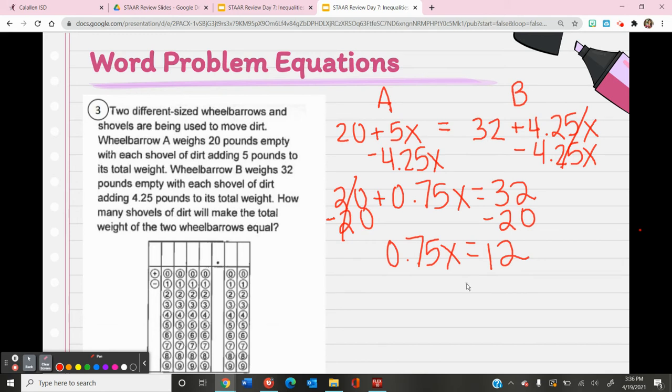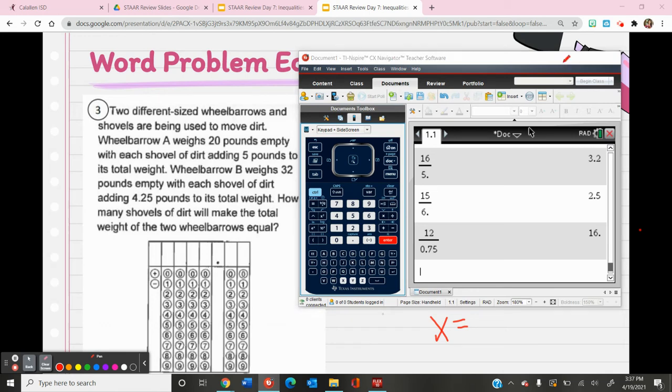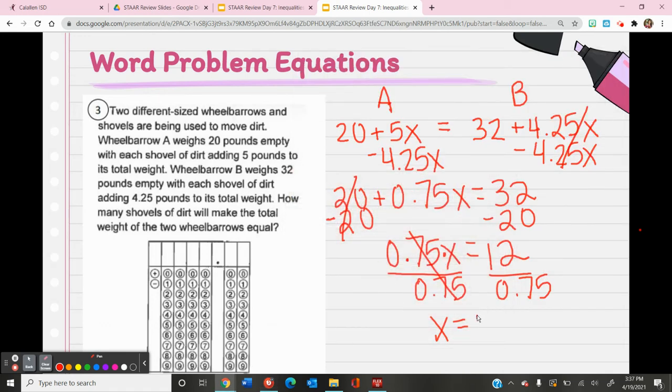Now my last step is to see what number is being multiplied or divided to my variable. Right now it's being multiplied by 0.75. Therefore, I want to divide by 0.75 on both sides. This cancels out. I'm left with x equals 12 divided by 0.75, you get 16. So it would take 16 shovels of dirt to make the weight equal.